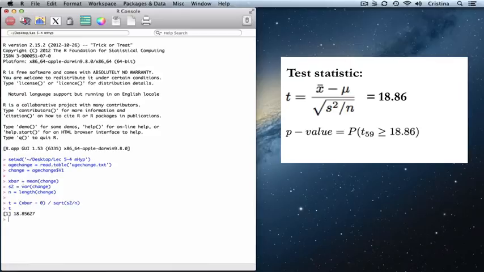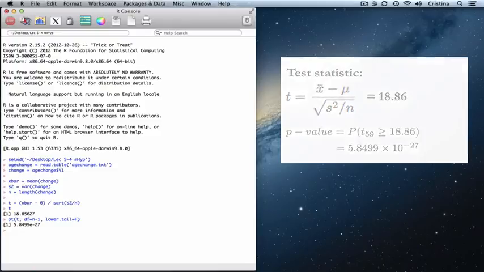We can use the pt command, inputting our test statistic value t, the degrees of freedom n-1, and since we would like the probability above the test statistic, we will specify lower.tail equals false. We can see that with such a small p-value, we can reject the null hypothesis. We have very strong evidence to suggest that on average, people looked younger after the plastic surgery.